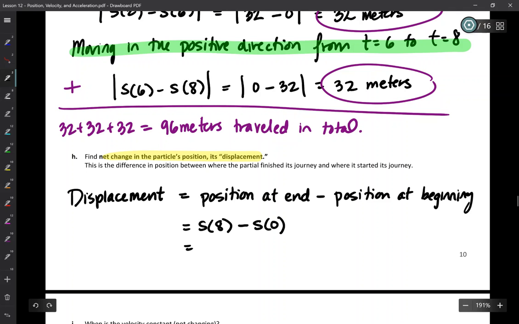8 seconds in, it was at a height of 32 meters. 0 seconds in, it wasn't up at all. It was on the ground. My displacement is 32 meters. Excellent.